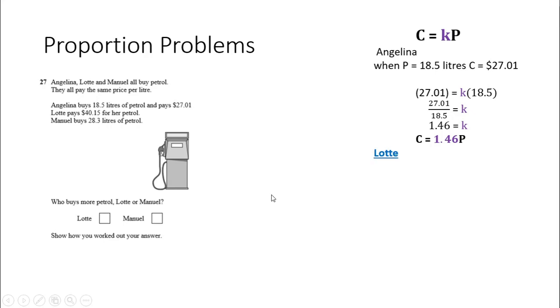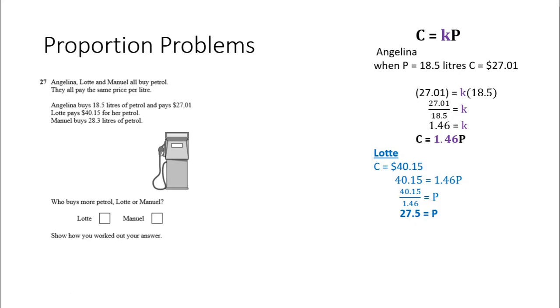Well, let's have a look at Lottie. Lottie pays $40.15. So I could substitute that value in for the cost, and then I could work out how much petrol she bought. Okay, so I need to rearrange this to get the P on its own to find out how many liters of petrol she bought. That was multiplied by 1.46, so I'll divide by 1.46, and P is equal to 27.5.